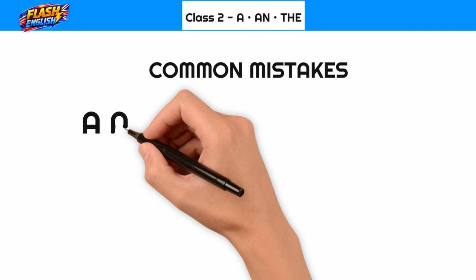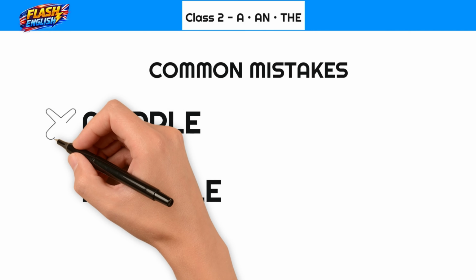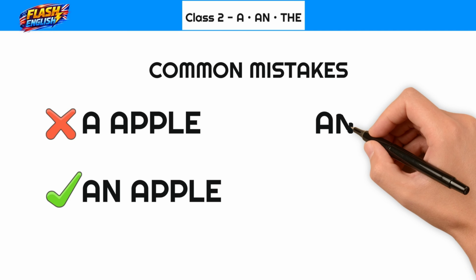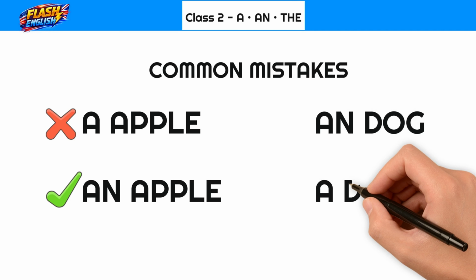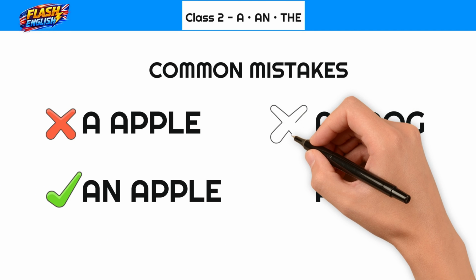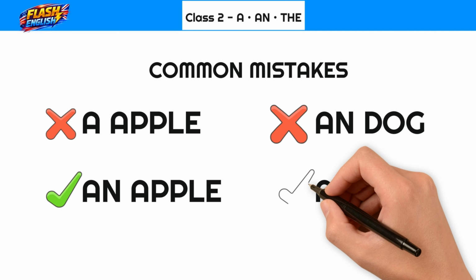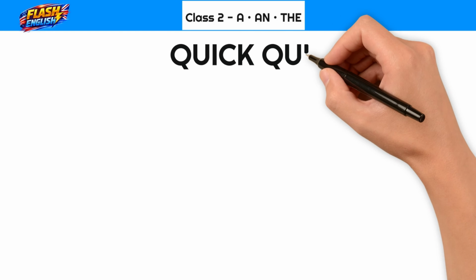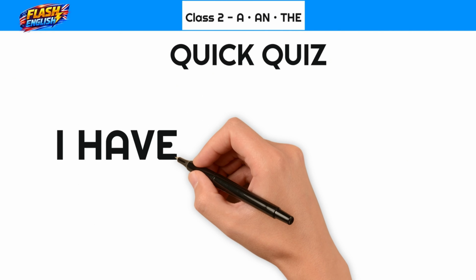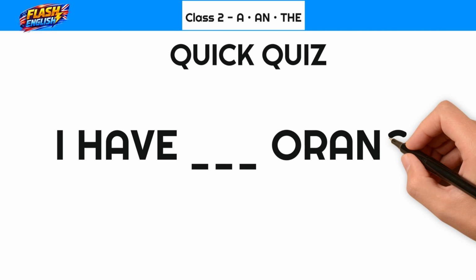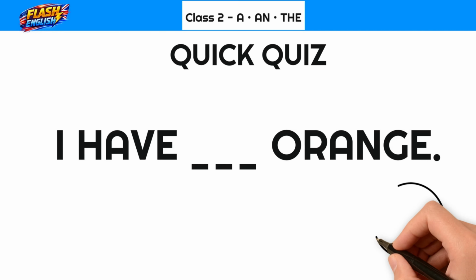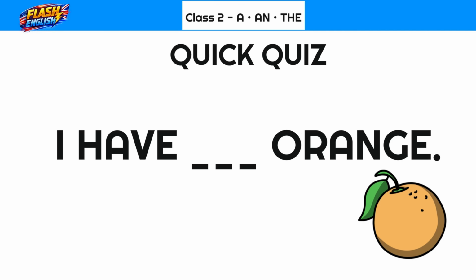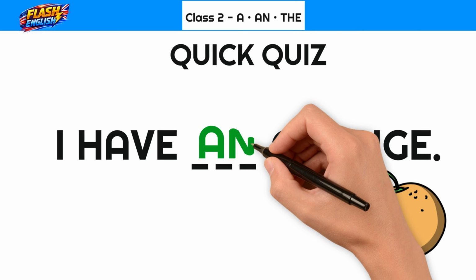Watch out for these common mistakes. A apple? No. An apple. An dog? No. A dog. Easy to fix. Quick quiz. I have... what? An orange? Or the orange? An orange! Correct!